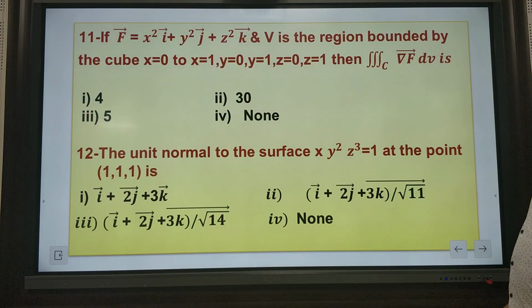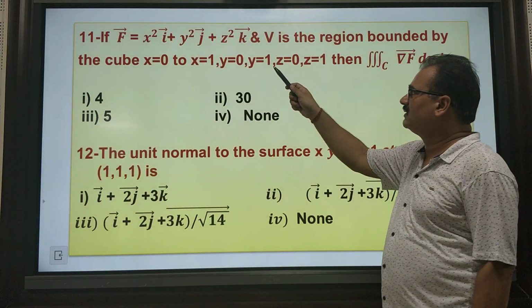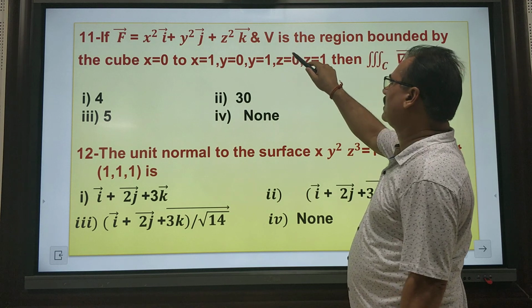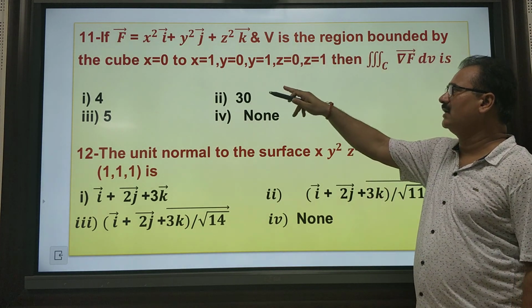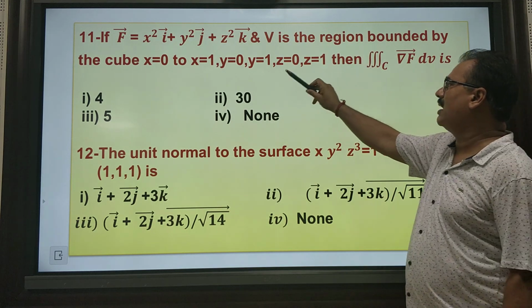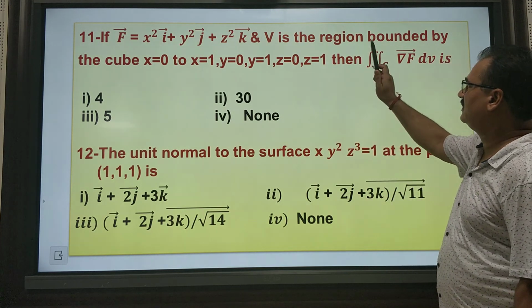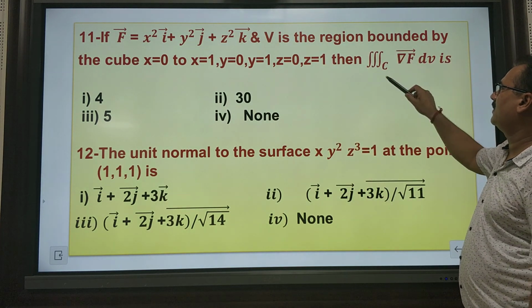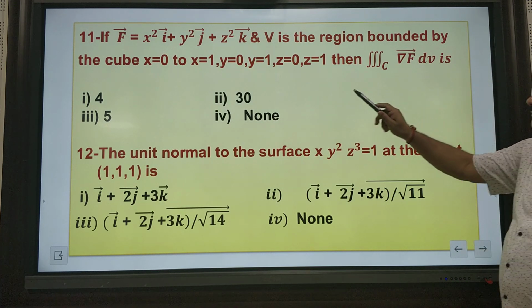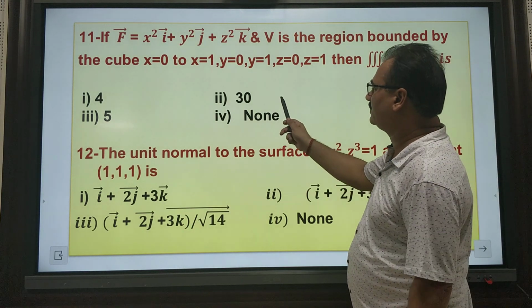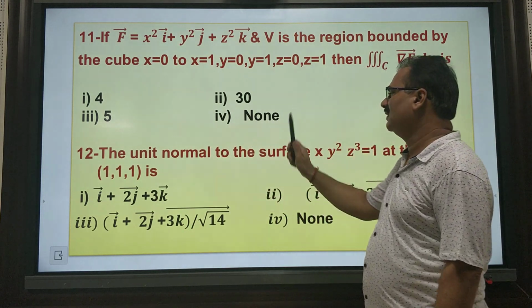Now the 11th question is, if F = x^2 i + y^2 j + z^2 k, and V is the region bounded by the cube x = 0 to x = 1, y = 0 to y = 1, z = 0 to z = 1, then this triple integral of del dot F dV is: first option is 4, second is 30, third is 5, fourth is none.